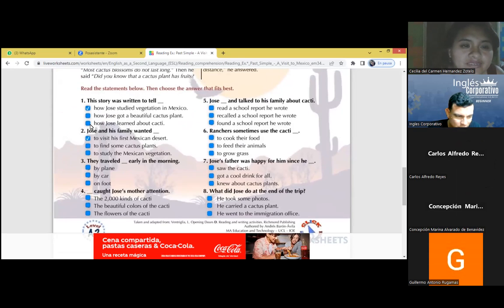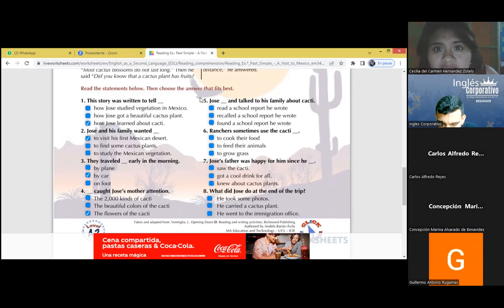Vaya, la 1 es la 3, ¿verdad? La opción 3, exactamente. Y la segunda es to visit his first Mexican descent. La tercera es the travel, con by car. By car, ¿verdad? La cuatro, the flowers on the cacti. Algo así dice. Sí, no sé qué dice Concepción. The flowers, yeah. On the cacti. Okay.